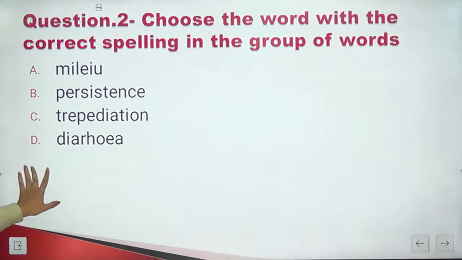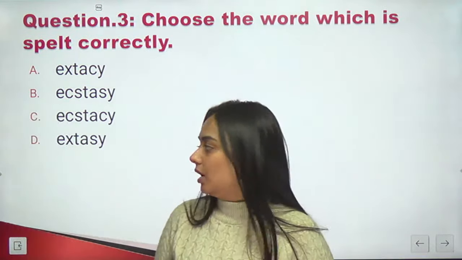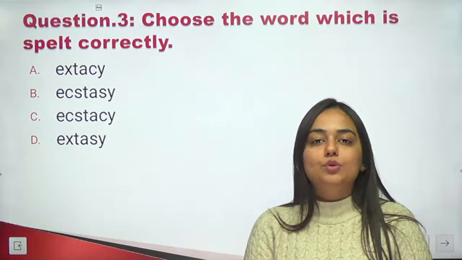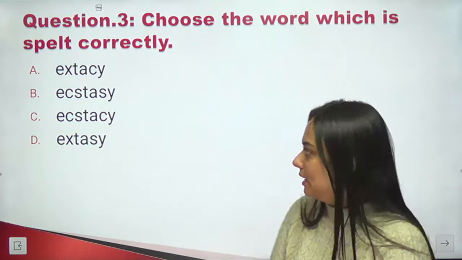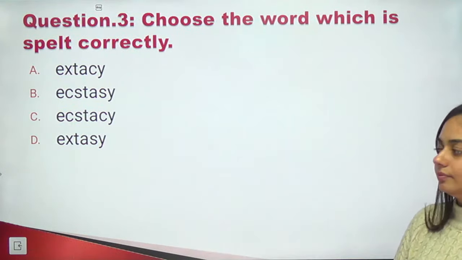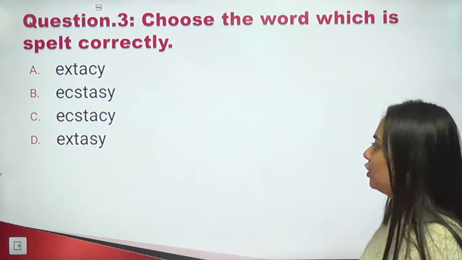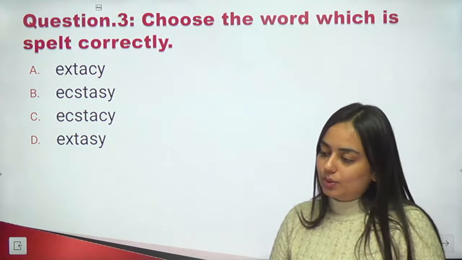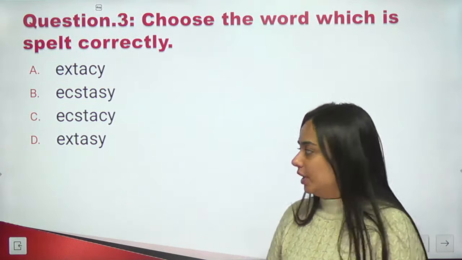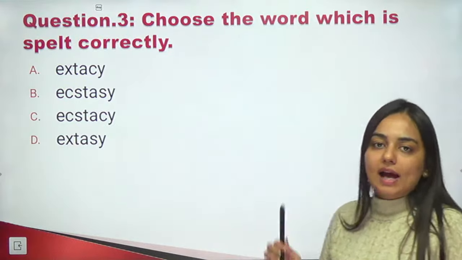Let's see the next question now. Choose the word which is spelled correctly. Now, same word is there, ecstasy, and four spellings are given to you. You have to guess one word which has spelled it correctly. What do you think? Ecstasy, the feeling of joy, immense feeling of joy. The right spelling to it should be B. Ecstasy.